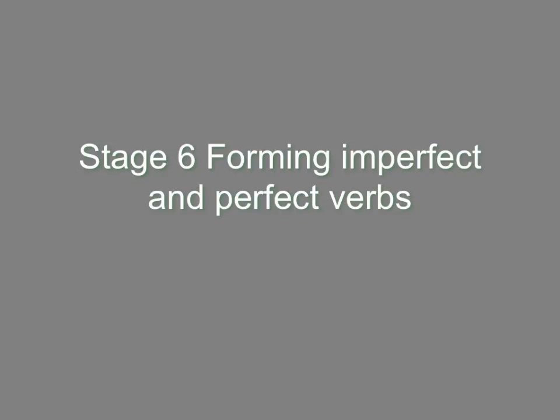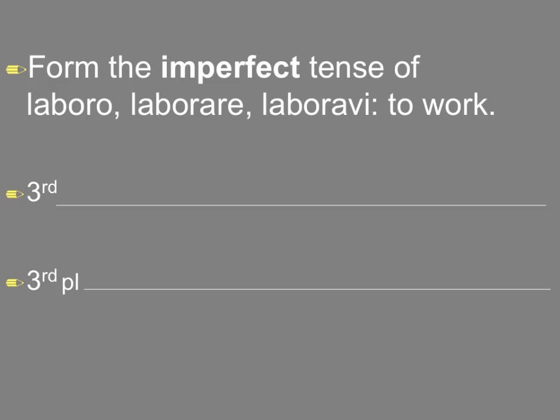Today I'm going to go over how to form your imperfect and perfect tenses in Latin. So we're starting off with the imperfect tense. And once again you can see the dictionary entry of my verb. For the imperfect tense, we will never use this first part here, so I'm going to go ahead and cross it out. Remember, laboro means I work.